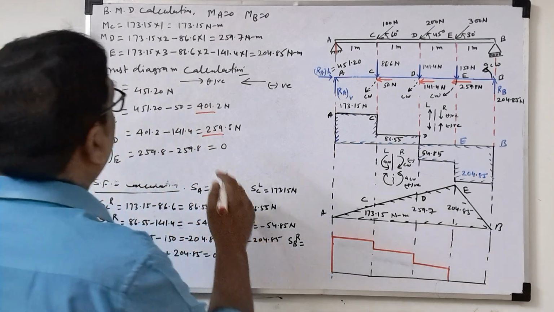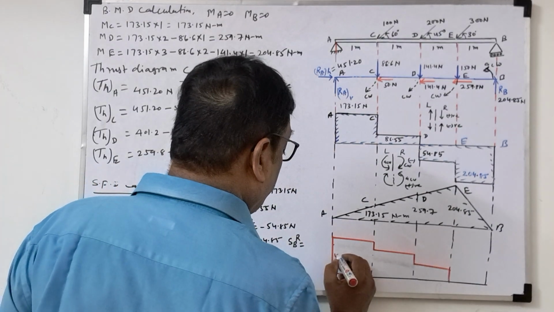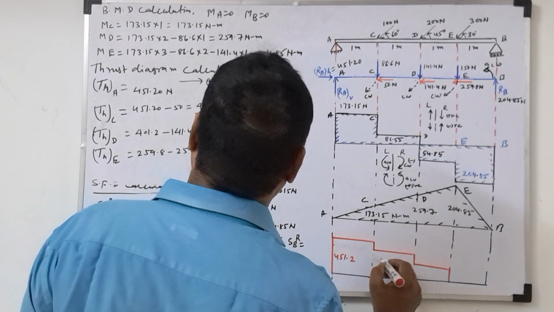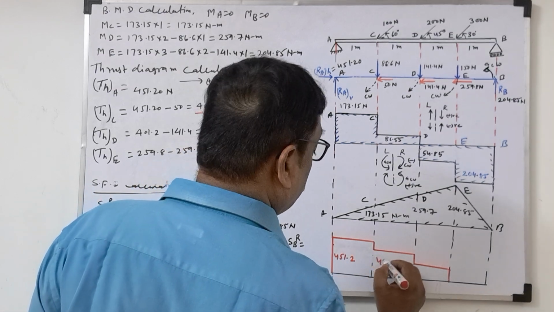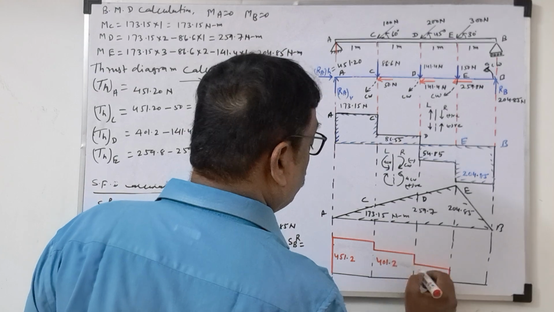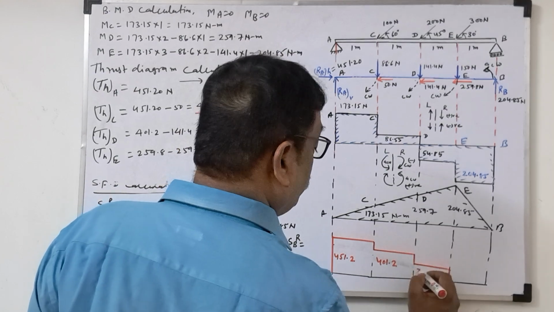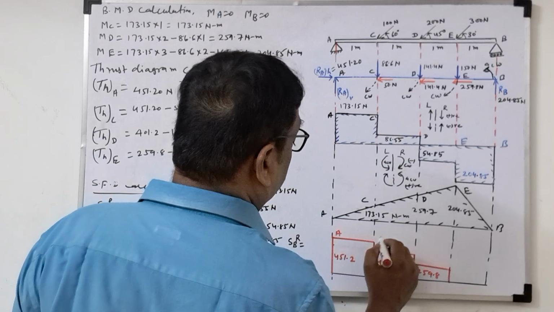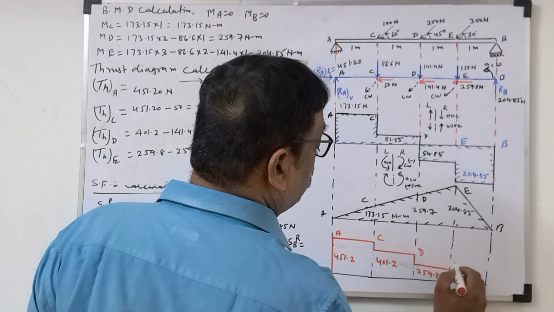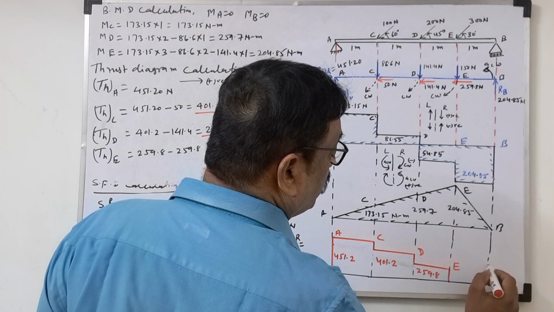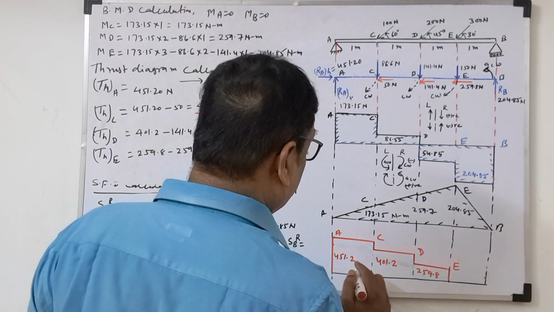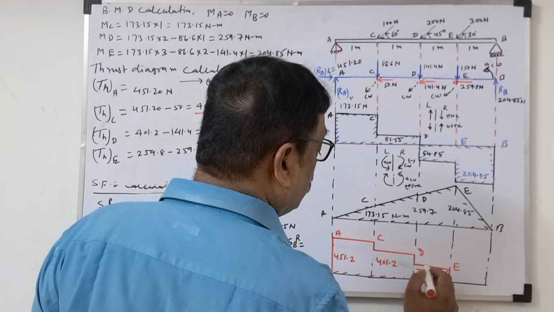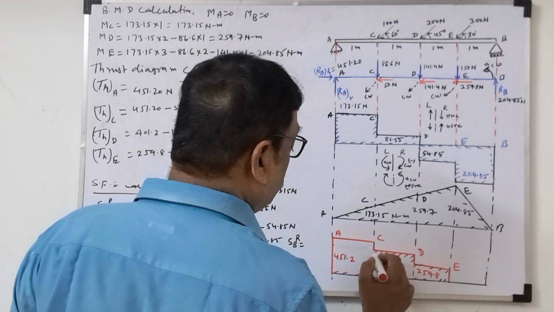So we'll write these values here. First 451.2. Here will come 401.2. Here will come 259.8. So this point is A, this is B, this is C, this is D, this is E. Here thrust force will be up to there only, because there is no horizontal force. So this is the new thing, the additional part we did now.